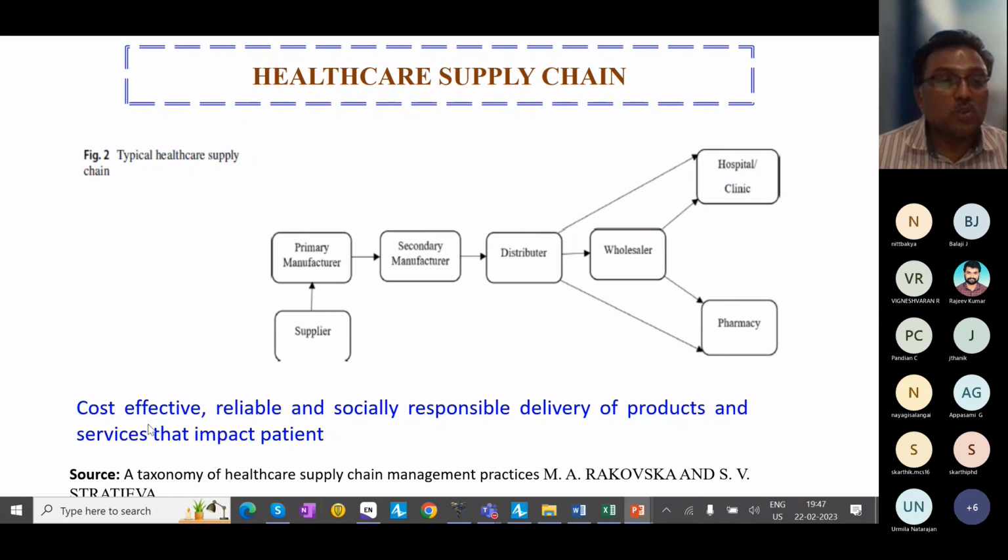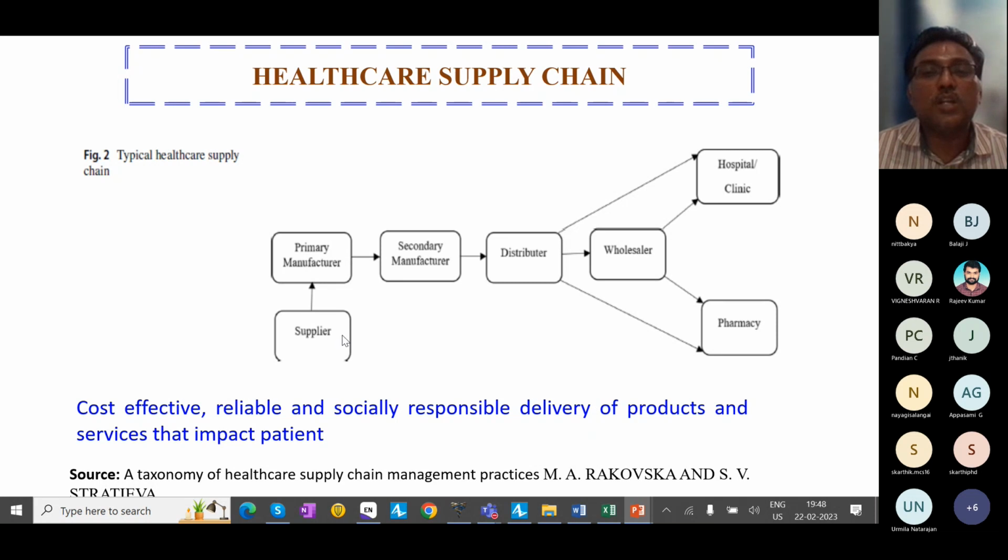it is a cost-effective, reliable, and socially responsible delivery of products and services that impact patients. So you can just note down these three measures: cost-effective, reliability, and socially responsible. Because of the impact of COVID, we faced a lot of disturbance. That shows how reliable the hospitals are, how responsive they are, and how they managed all these disturbances and got back. So these things are connected with your performance.